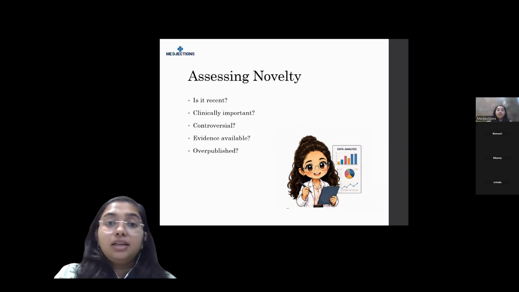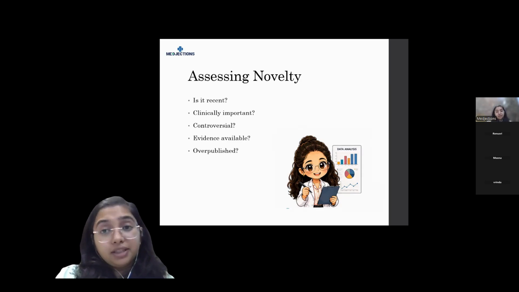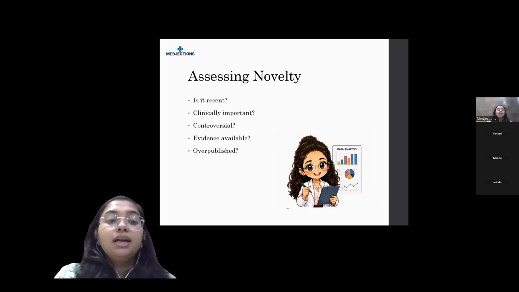Now, how to check for novelty? As I said, is it recent, clinically important, controversial, or not? That is also one of the things. For example, if there is an Ebola virus infection that is leading, then what are the points that can go with that? Then the tourism effect and all those points. So that can also be a controversial matter to be discussed.